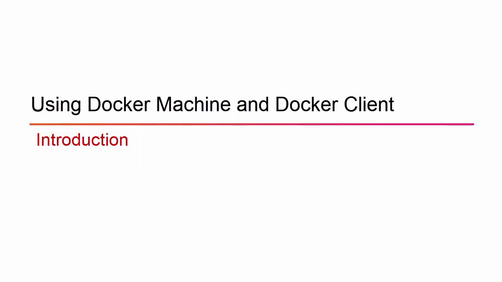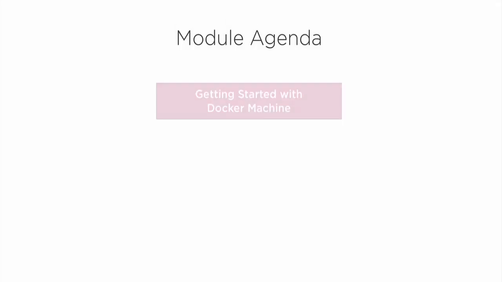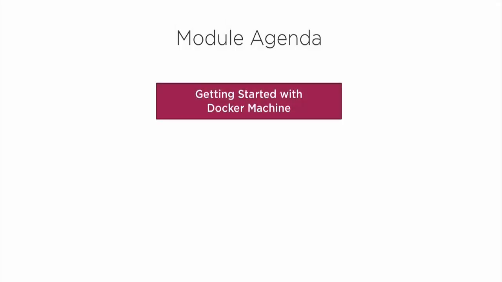In this module, we're going to take a look at specific tools in the Docker Toolbox, including Docker Machine and Docker Client, and we're going to see how we can run these across different operating systems. Now we're going to start off by talking about Docker Machine and how it can be used to interact with VirtualBox on Windows or Mac and interact with the actual machine that's running Linux in this case.